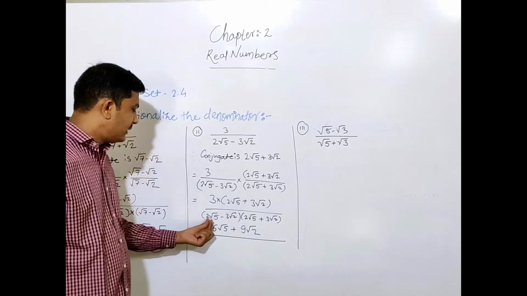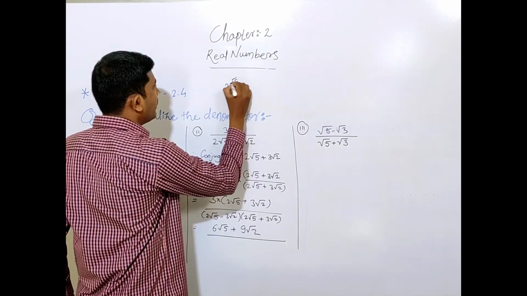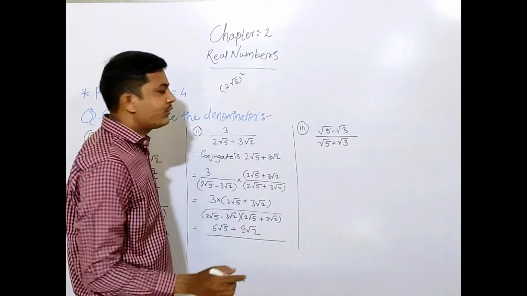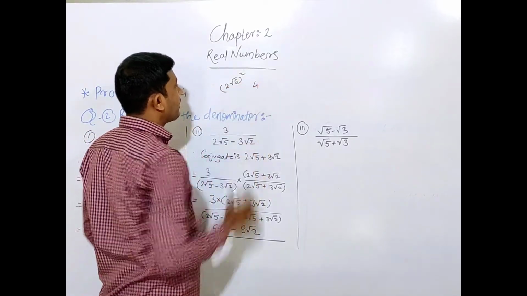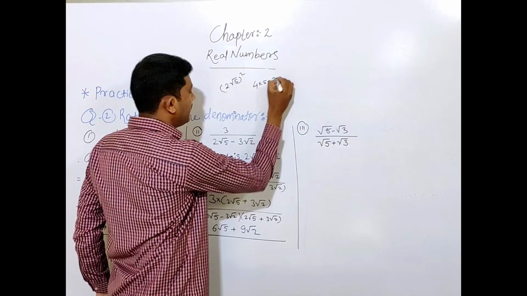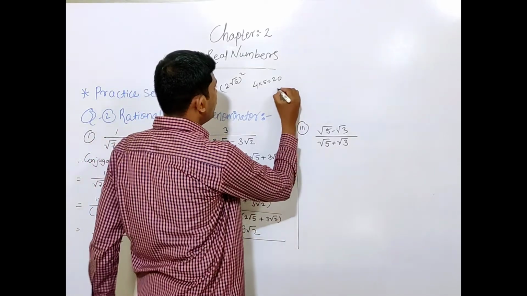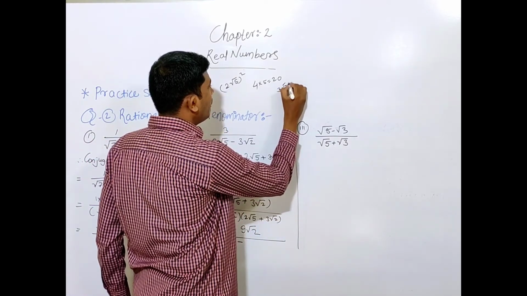That is a square, which means 2 root of 5 square. 2 root of 5 square means what here? 2 square is 4, and root of 5 square is simply 5. So the term is 20. 20 minus, now 3 root of 2 square.